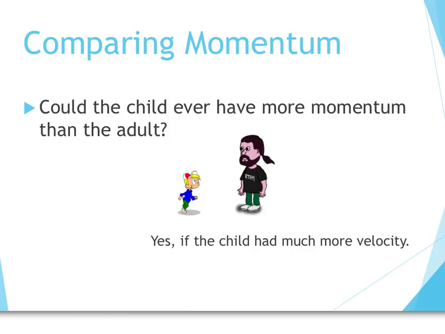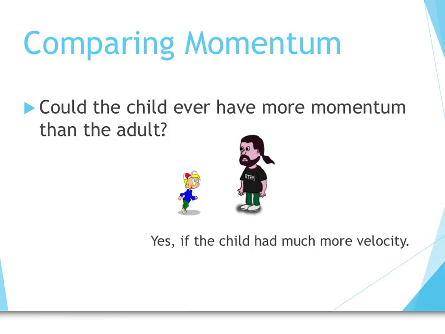Alright, well, here's another situation. We have two objects that have different masses, for example, a child and an adult. Could the child ever have more momentum than the adult? As you can see on the slide there, yes, if the child has much more velocity. It means if the child is traveling faster than the adult, it could have more momentum.